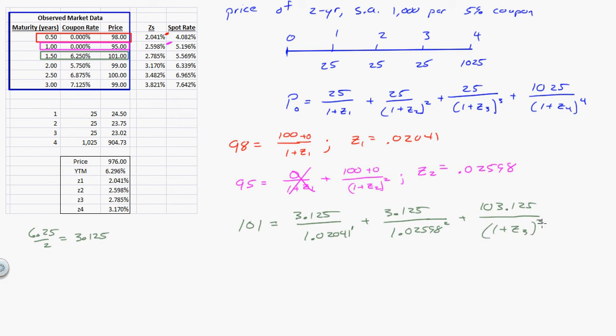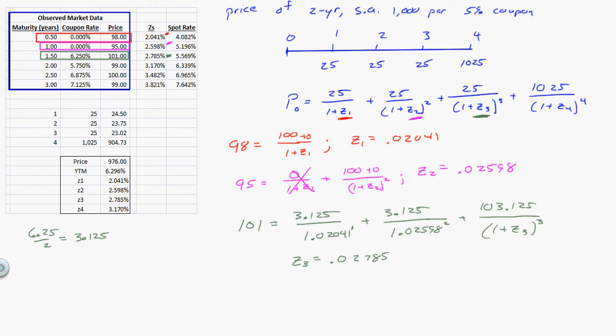And you can see why this is called bootstrapping, because I'm bootstrapping up the spot rates. I'm having to start with Z1 and go to Z2 and go to Z3. I find Z3 is equal to 0.02785. So I found Z3, I found Z2, and I found Z1. Now I can plug those in, but I still need to find Z4.